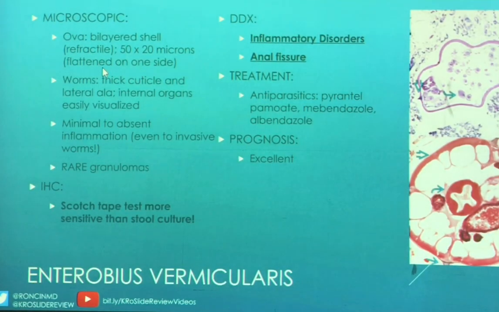As we were going over, the ova themselves are these bilayered shells. They're refractile, and they're generally about 50 by 20 microns with that flattened side, that sort of ovoid football shape type ova. The worms themselves have this very thick cuticle, and you will see the lateral ala or lateral spikes, okay? And you can easily see their internal organs.